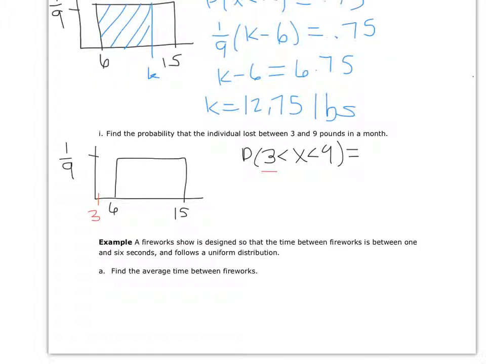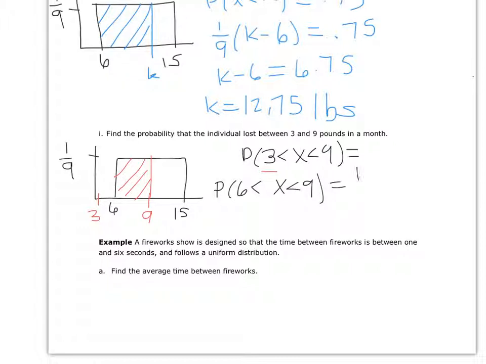So what we want to recognize is that what we're really looking for here is the probability that X is between 6 and 9, because there is no area above the values 3 to 6. In other words, that probability or that area is 0. So this probability statement really becomes the probability that X is between 6 and 9.